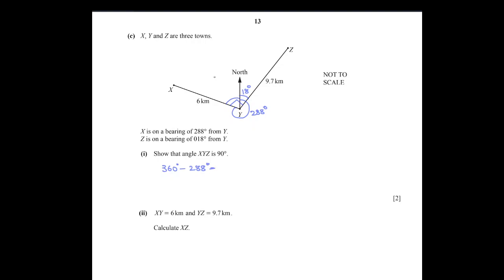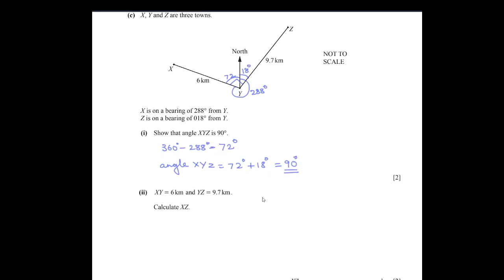72. Okay. So now if this is 72, now to complete the angle, angle XYZ will be 72 plus 18. Okay, so 72 plus 18 will be what? Which is 90. So that means we got the answer. XYZ is 90. Question number 1 is done. Question number 2. XY is equal to 6 kilometers. YZ is equal to 9.7 kilometers. Calculate XZ.